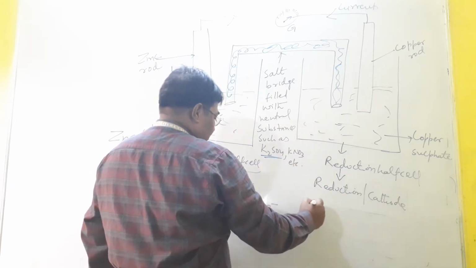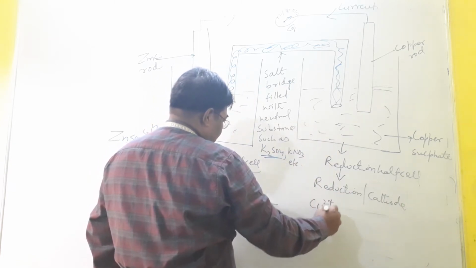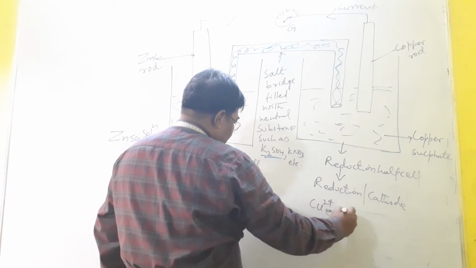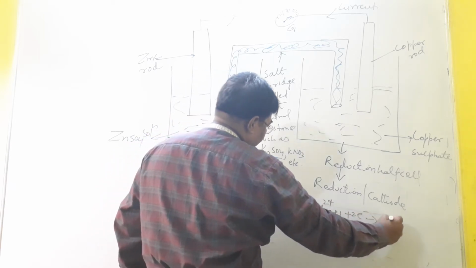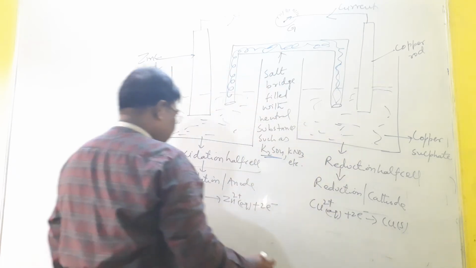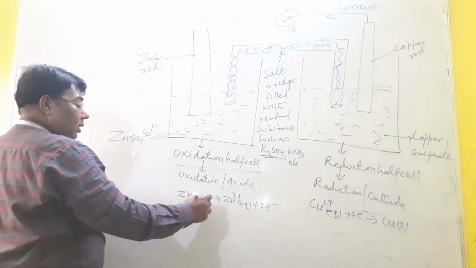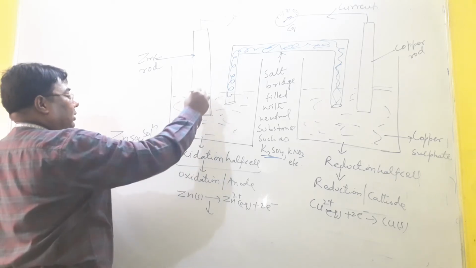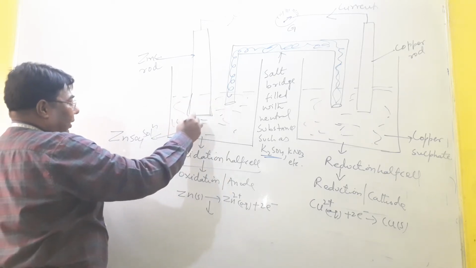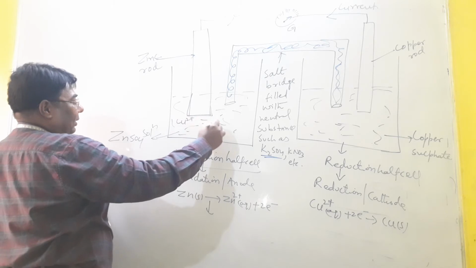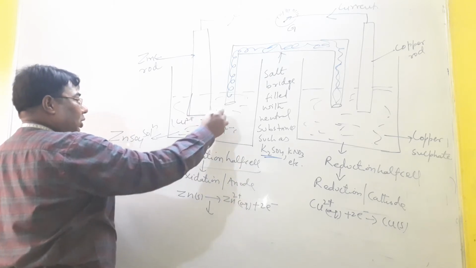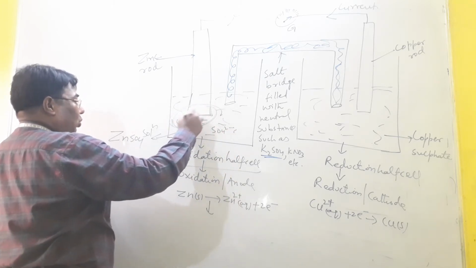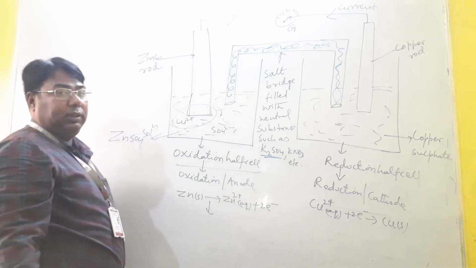Here Cu plus 2 ions gain 2 electrons to form Cu solid. So this is the oxidation half cell, actually the copper, and in the surrounding, copper ions and sulfate ions are present. So in between these two there is an electron difference.